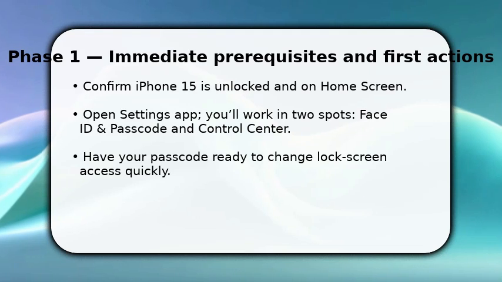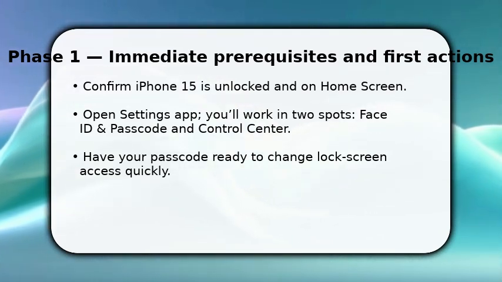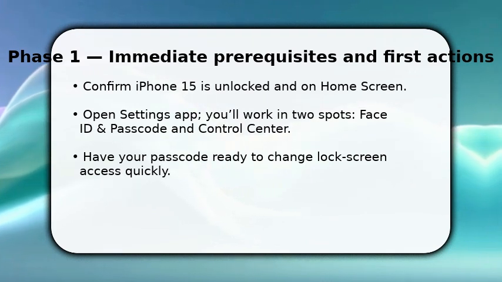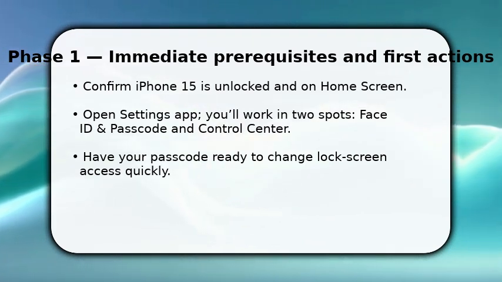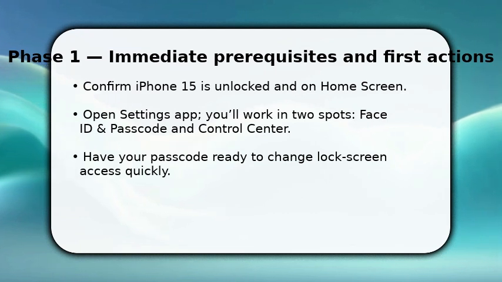You're removing the control center icon behavior now. First, unlock your iPhone 15 and open Settings. You'll start in Face ID and passcode because lock screen access is controlled there. Make sure you know your passcode. Once done, we'll switch to Control Center settings to stop swipes inside apps.